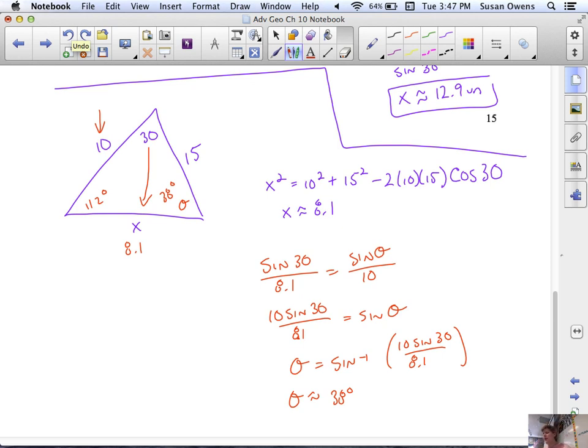One thing to double check is that the smallest angle should always be across from the smallest side, and the largest angle should always be across from the largest side. So if you take a look at your numbers, you can do a quick little check to make sure it at least sounds reasonable. So yeah, the 8.1 is across from the 30 and the 15 is across from the 112, so it makes sense.